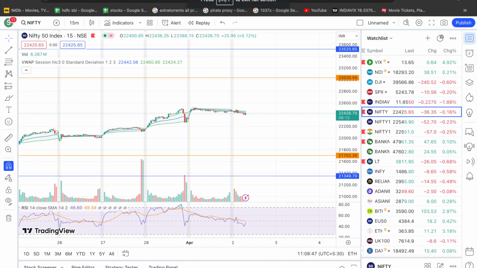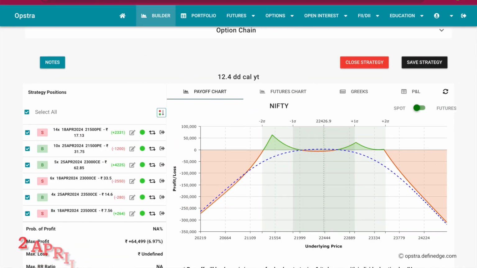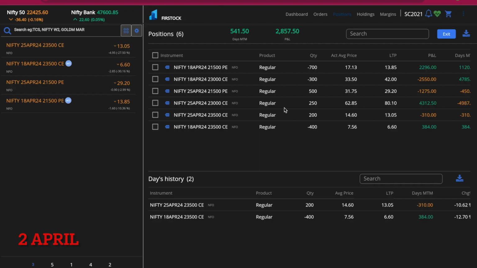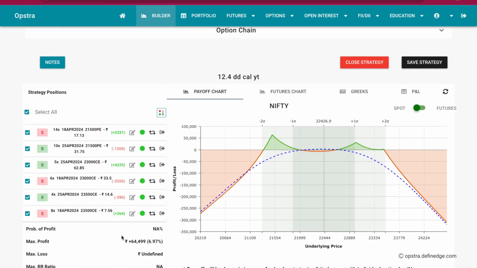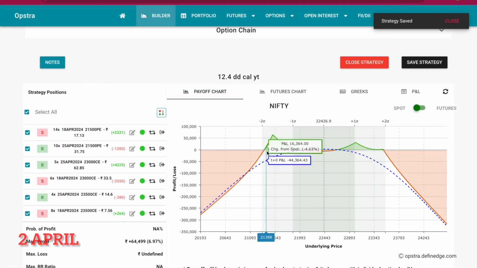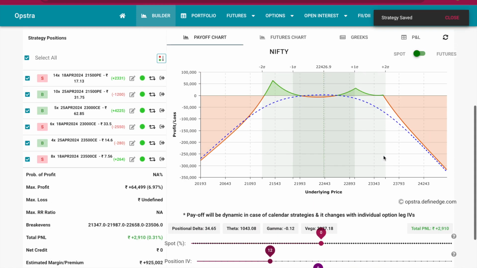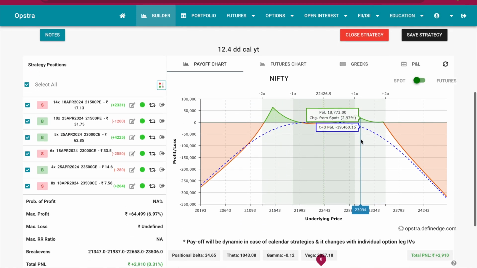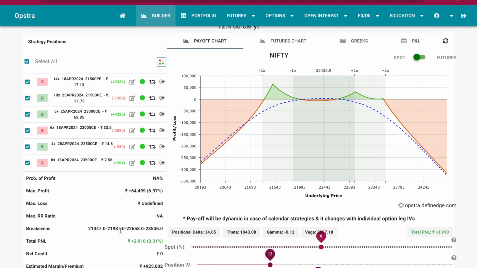Welcome back. So we are still on 2nd of April and it is 11:08 a.m. As I showed you, I have made this adjustment. I have sold 400 quantity here, so this is 8 lots, and I have updated the effective India VIX for our strategy as well. Now, as you can see, we are extended up to 2 sigma, at 21,347 and 23,500. We have the range, but in between we have around 700 points of loss. So I'm expecting the market to fall outside of this range, and let's see how it goes.